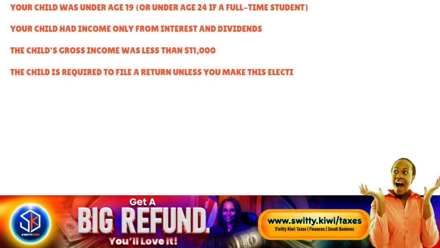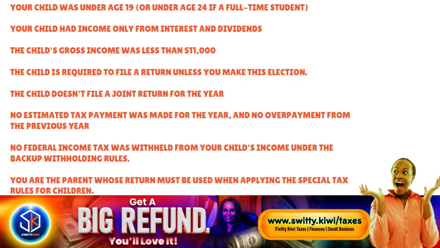First of all, your child was under age 19, or under age 24 if a full-time student, at the end of the year. You have to be able to prove your child's student eligibility. It can be a student ID, or some kind of receipt from the school, the bursar's office, that shows that the child was indeed a full-time student or a part-time student.